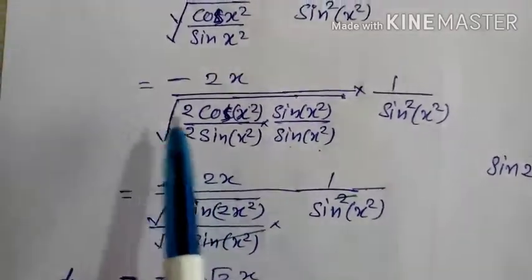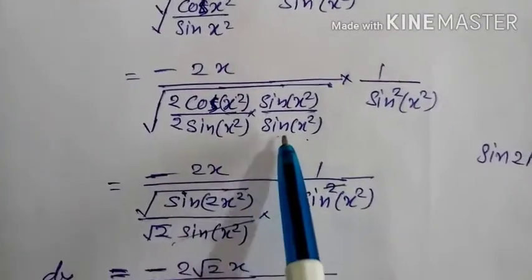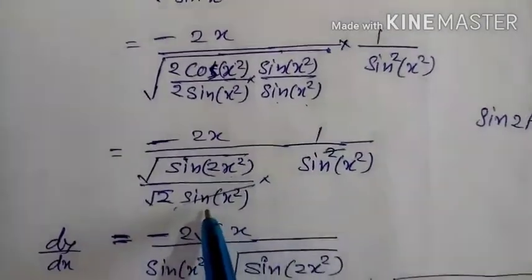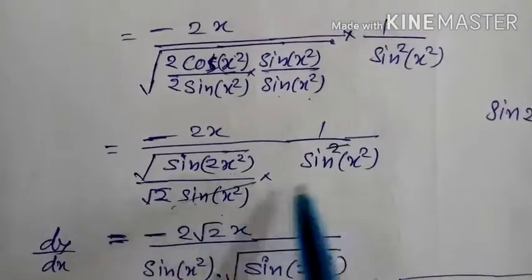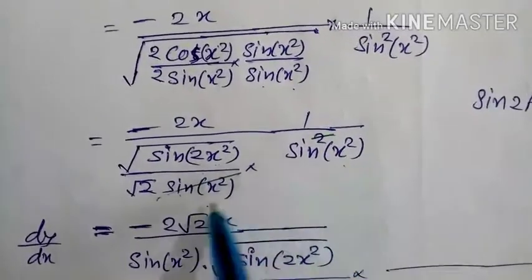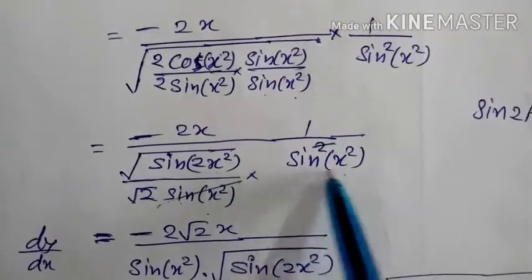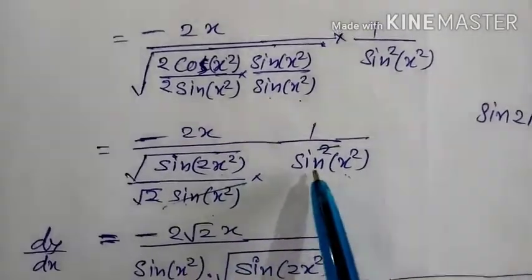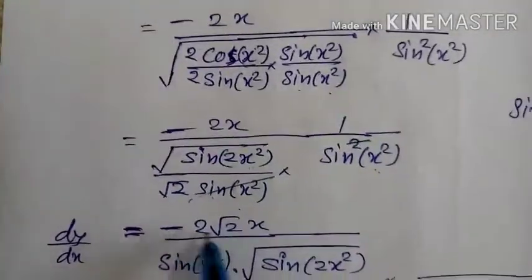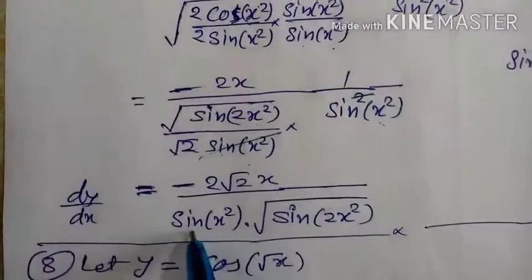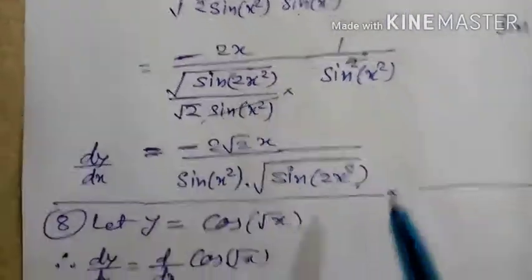Now this is the under root symbol, so it will be only root 2, and this is sin x square and sin x square, so their square is removed, only sin x square remaining, and this is sin square of x square. From this sin x square, the power 2 cancels out, so sin x square remains here. So this sin x square comes first, and this root 2 transfers to the numerator, so it will be 2 root 2x, over sin x square, and this is under root sin 2x square. This is our answer which is written in our answer sheet.